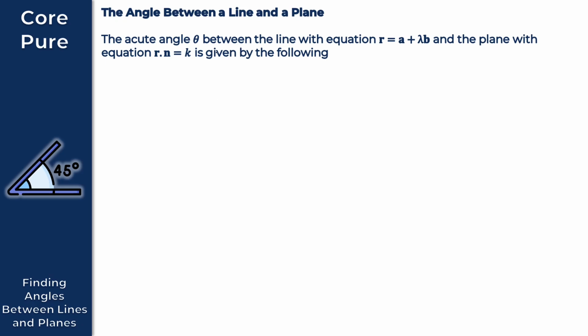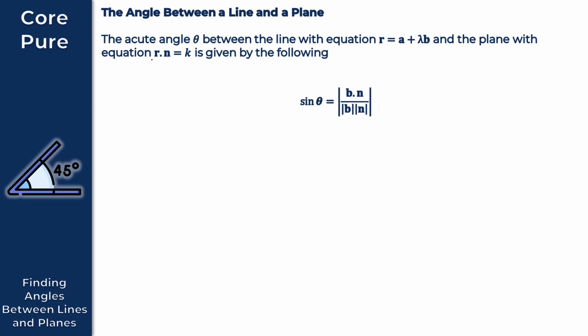The acute angle theta between the line with the equation r equals a plus lambda b and the plane with the equation r dot n equals k is given by the following result. So sine theta is equal to the modulus of b dot n all over the modulus of b times the modulus of n. Now b just represents the direction vector for the given line, and n just represents the normal to our plane.